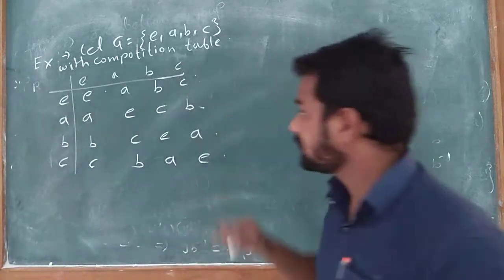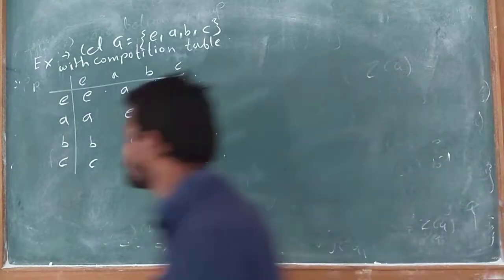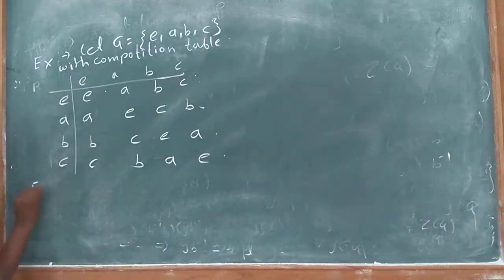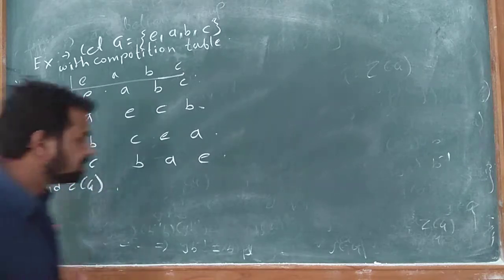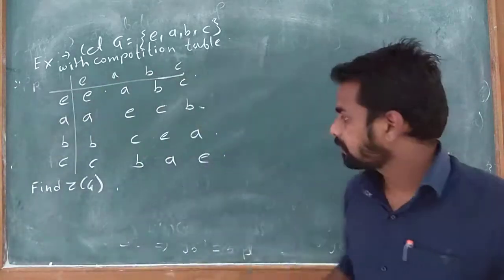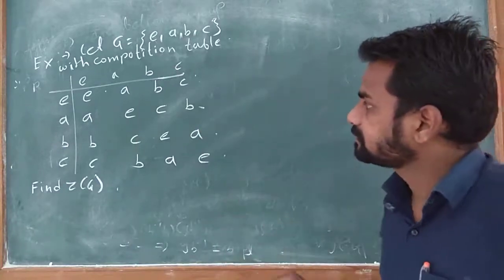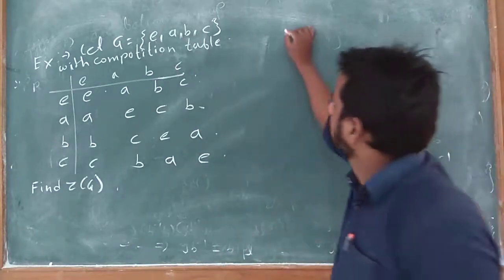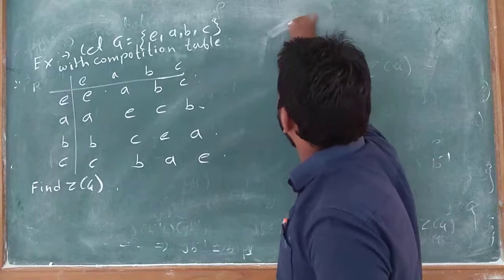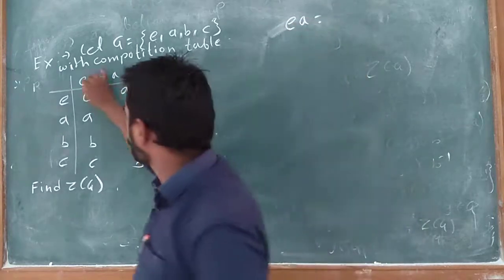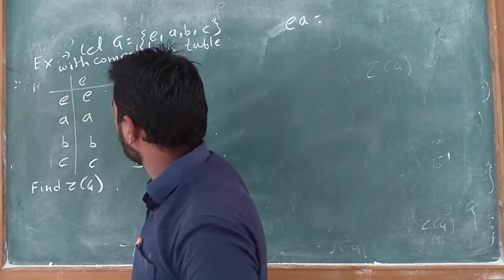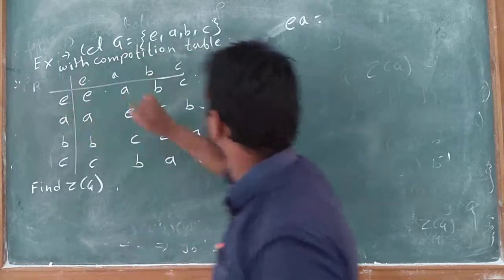By this composition table, we have to find the center of group G. Find Z of G. For finding Z of G, we see for E, E into A is equal to A, and A into E is equal to A.